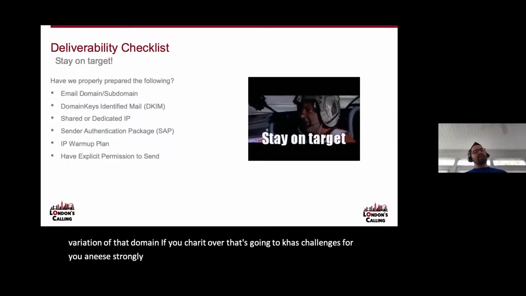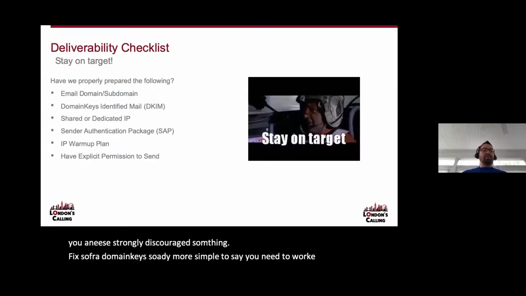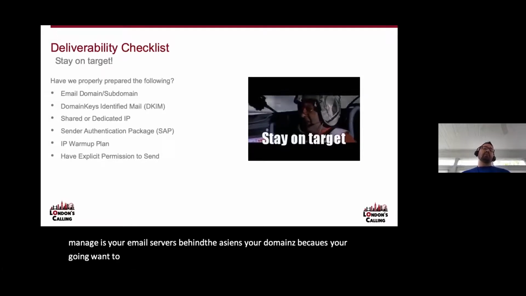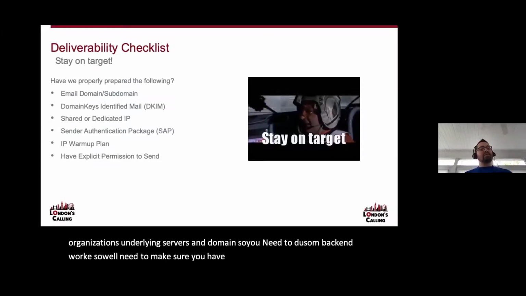Something that you'll need to, again, this kind of points back to the technology and the stakeholders. There is a little bit of overlap in all of these topics. So from a domain keys, so DKIM, more simple to say, you need to work with whoever manages your email servers, behind the scenes, your domains, because you're going to want to authenticate and tie your marketing cloud investment against your organization's underlying servers and domains. So you need to do some back end work, and so you'll need to make sure you have the right people involved to help set that up.